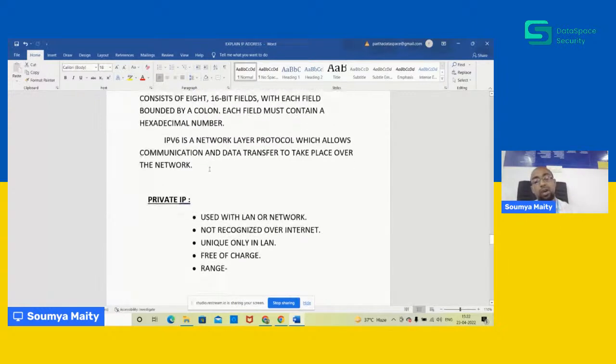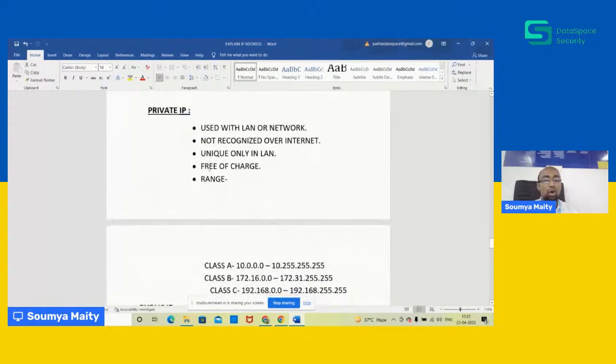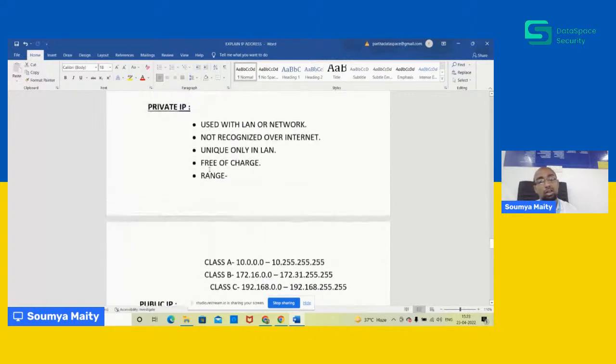Next, we will discuss private IP and public IP. What is private IP? This is used for a LAN or network, for office purposes. It is not recognized over the internet; we can only connect within office premises. Through a private IP we cannot access the internet, and the IP address is unique only in the same LAN. Private IP is free of charge, there is no cost, and the range is only in class A, class B, and class C.